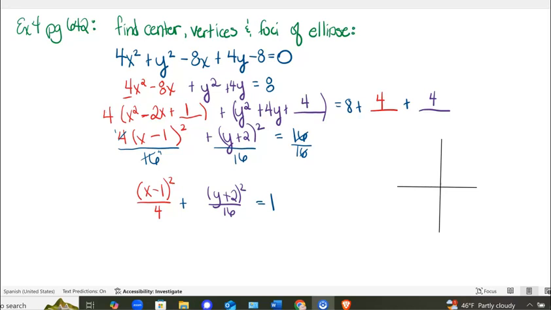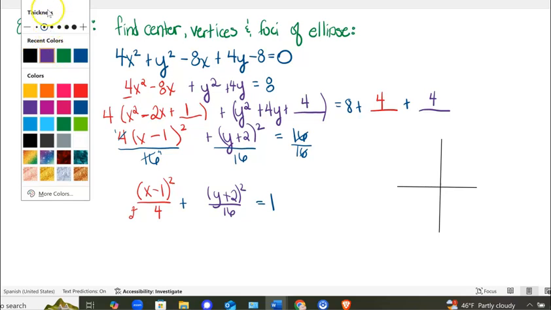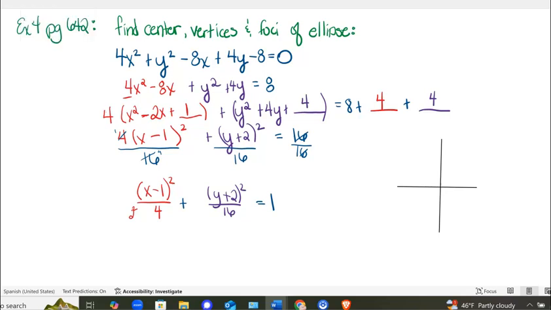Okay, I rewrote these numbers with colors so y'all could see it a little bit better. But I could rewrite this denominator right here, instead of being 4, as a 2 squared if I wanted to. And I could rewrite this denominator right here as a 4 squared if I wanted to. Because that would tell me directly what my a and my b is. I can see that because the denominator of my y term is larger, that's going to be my major axis. So I'm going to have a vertical ellipse.